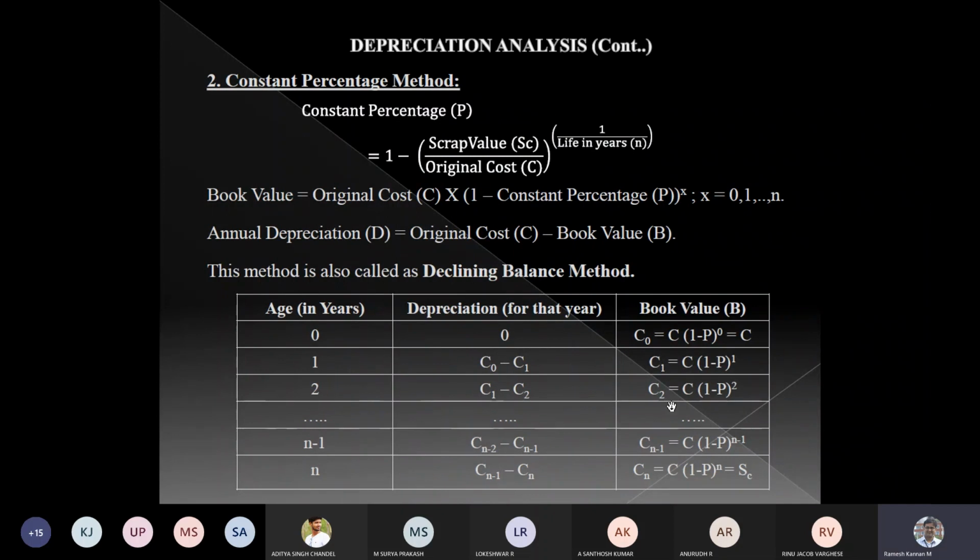Let's go to C2. C2 is original cost multiplied by 1 minus P the whole power 2. The reason for 2 is that it's the second year. Then the previous book value minus that value will be the depreciation of that particular year. And the same logic applies, and when you go till n, C into 1 minus P the whole power n will be generally the scrap value. So this is a typical example of the constant percentage method, right?